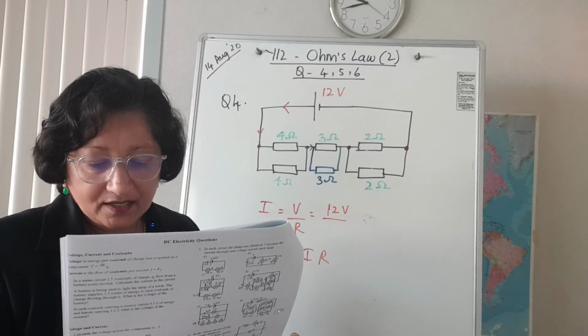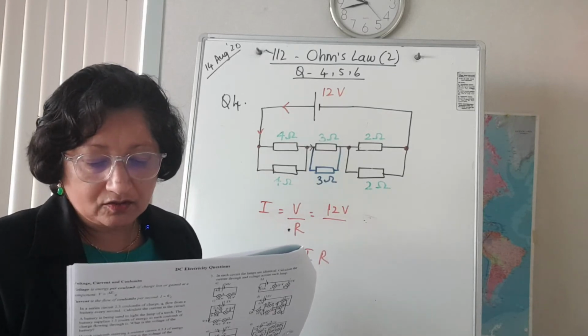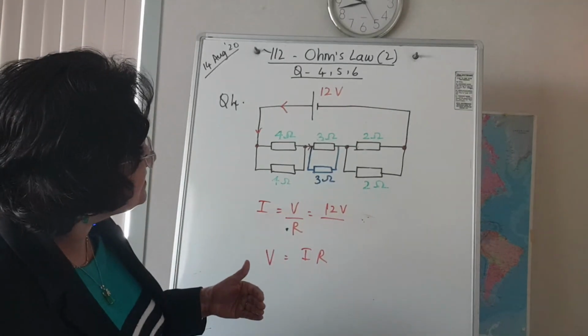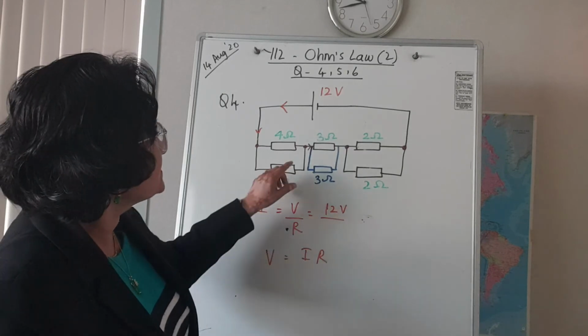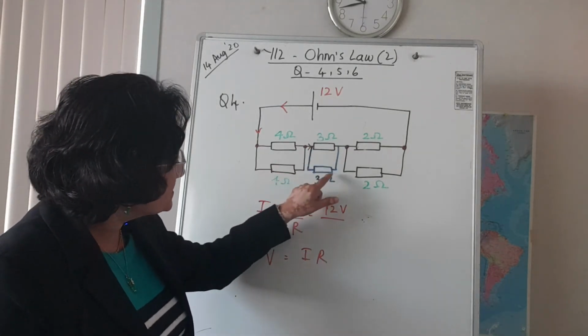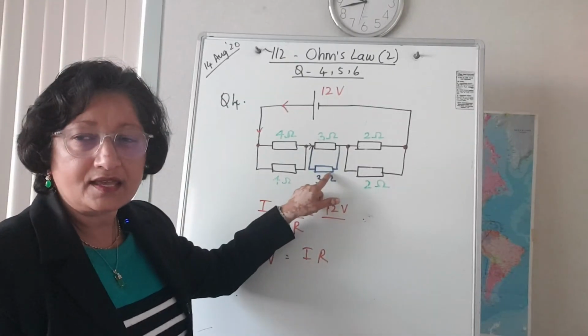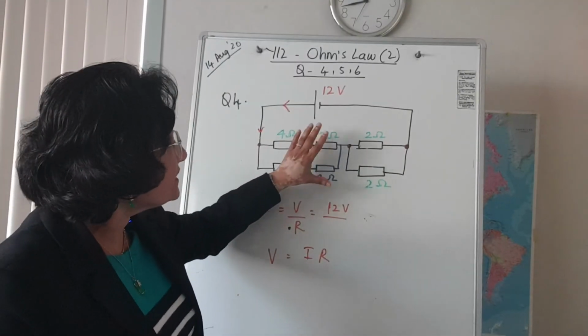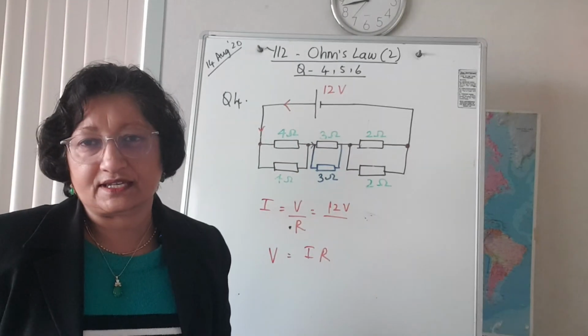And then explain what happens to the voltage across the existing 3 ohm resistor. There's going to be less current through it because the current here is going to split into 2. So the voltage across that is going to decrease.